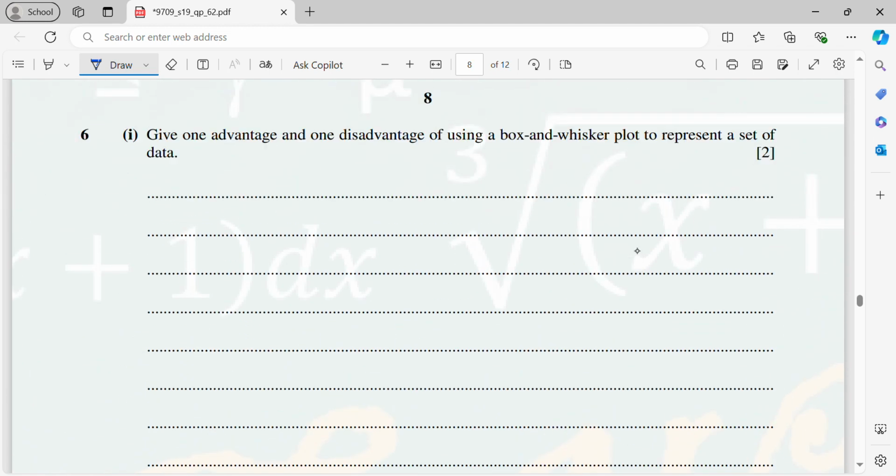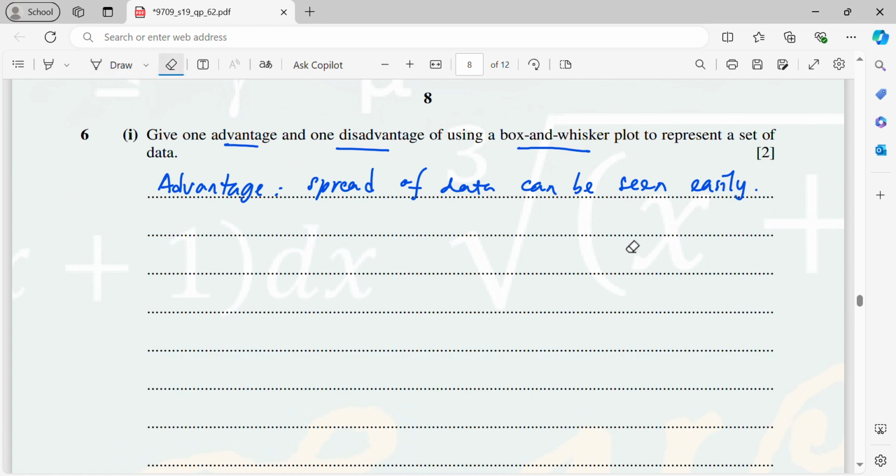Okay, first part. Give one advantage and one disadvantage of using a box and whisker plot to represent a set of data. Okay, so the advantage is the spread of data can be seen easily. The spread is basically the highest minus the lowest value. Or you can say the skewness, probably here you can write skewness or range.